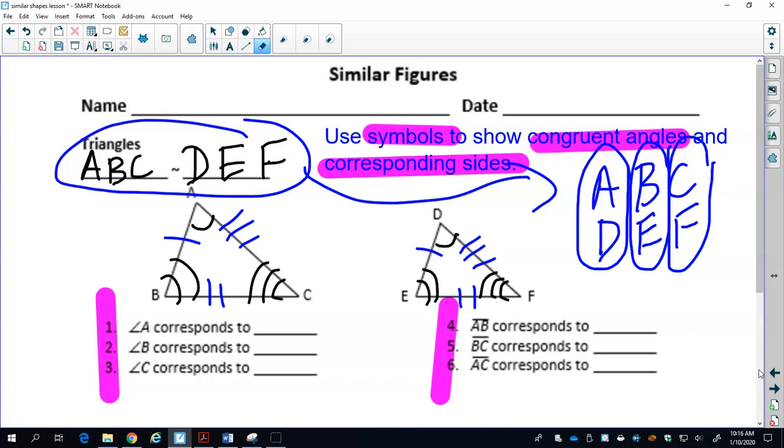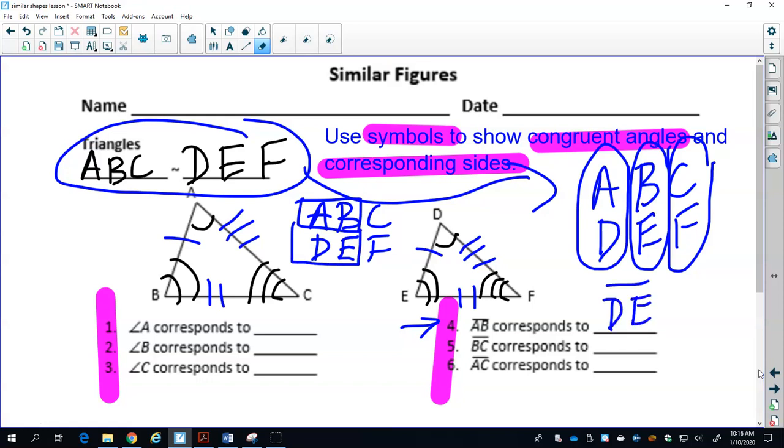So if you have, I'm going to write it again over here, A, B, C, D, E, F. So if you're looking for the side length that corresponds to AB, you can do this. AB goes with what? DE. You see that? The letters are going to help you determine it if you can't tell by looking at the shape. So AB goes with DE.